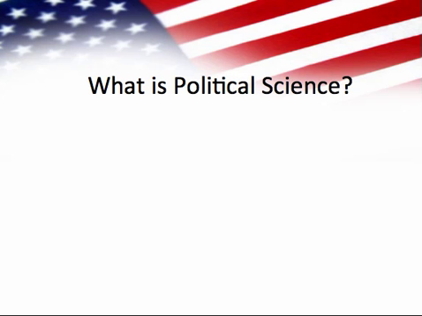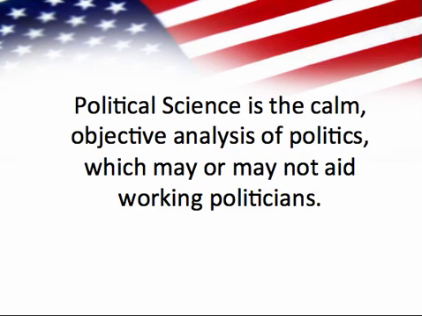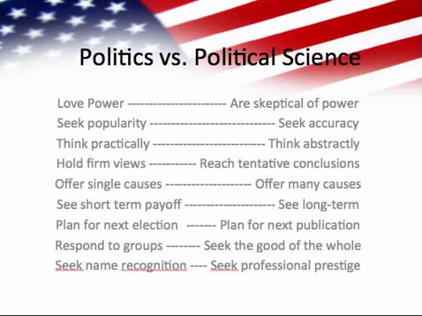So finally, what is political science? It is the science of calm, objective analysis of politics, which may or may not aid in working politicians. That's a very boring definition, with not much to it. So the way I like to look at political science is to compare it to what politics is. Most people think the study of political science is the study of politics, and it's a little bit different than most people think. And I like to compare it to politics so you can see.